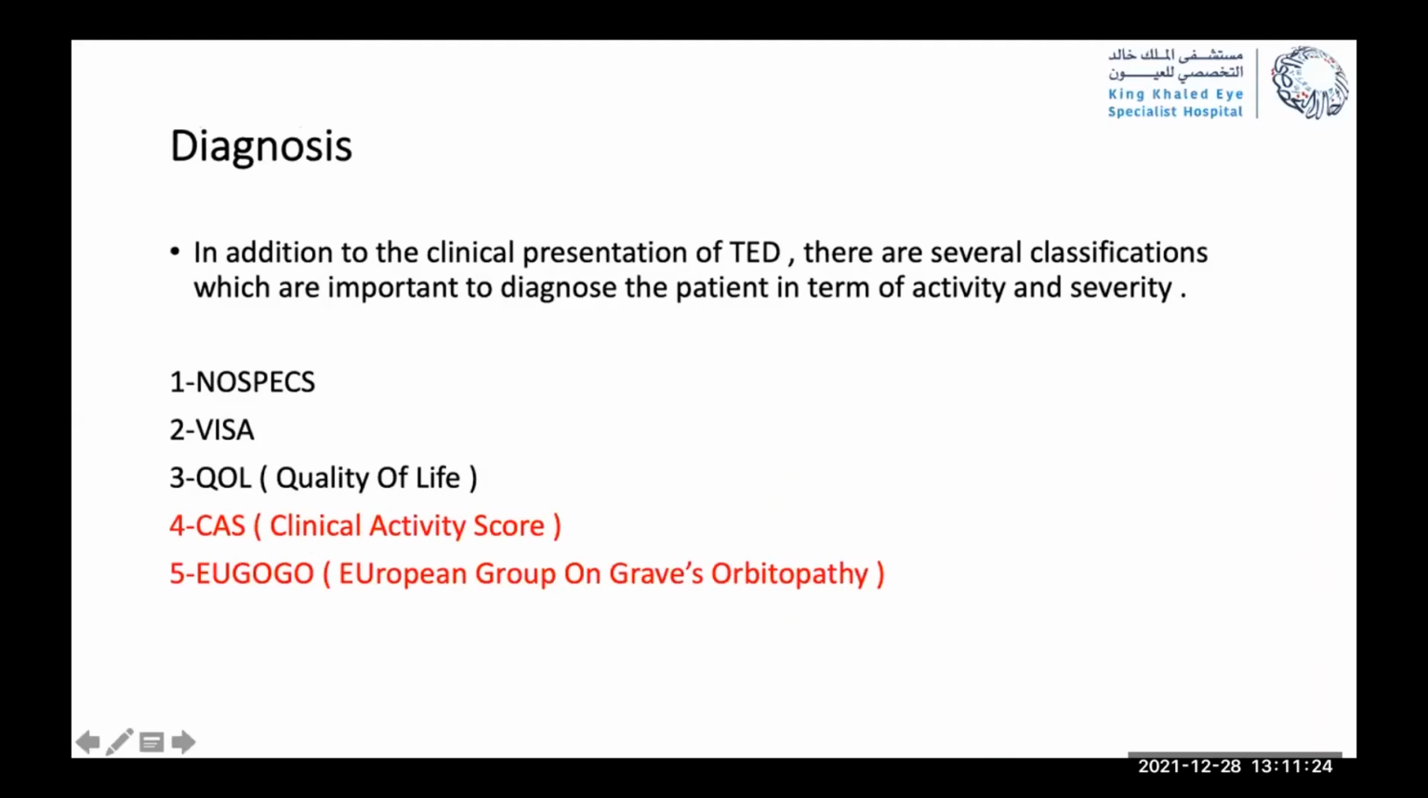So in terms of diagnosis, in addition to the clinical presentation of thyroid eye disease, there are several classifications which are important to diagnose the patient in terms of activity and severity. These are the five most widely accepted and used classifications: NOSPECS, VISA, quality of life, clinical activity score, and European Group on Graves' Orbitopathy. The most commonly used and widely accepted are the last two, and I'm going to explain each one briefly.